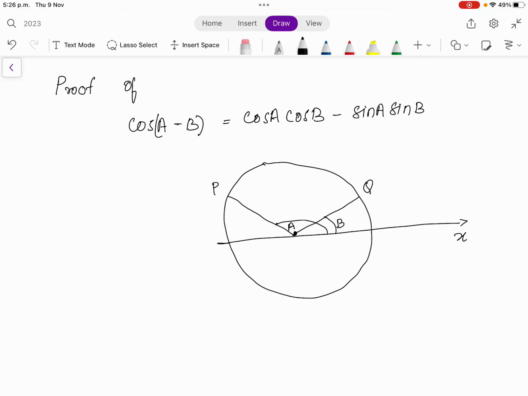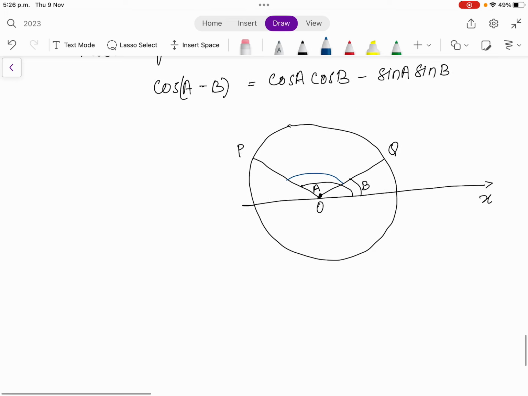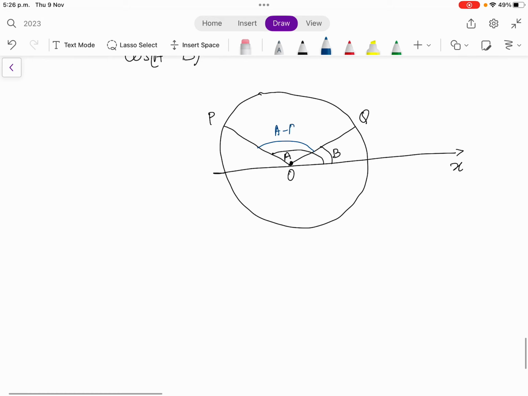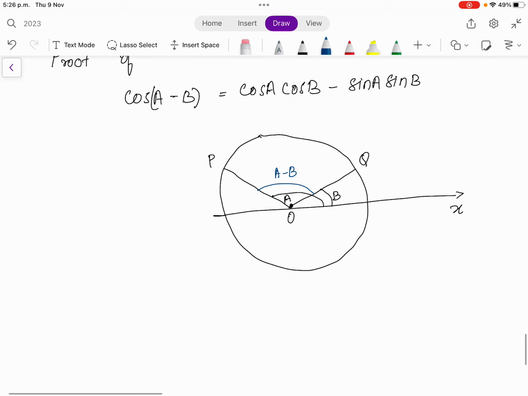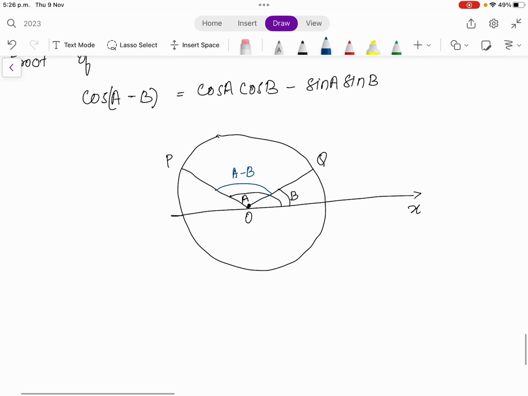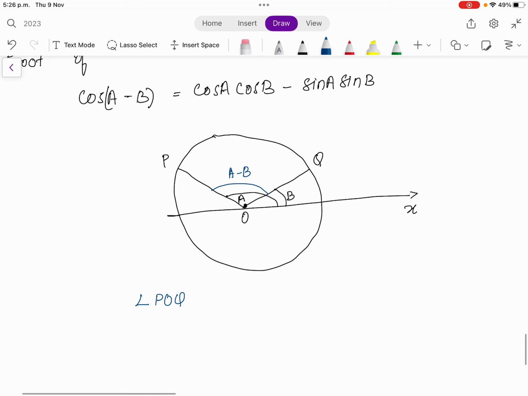So A is the angle which the line PO makes with the x-axis, if this is the origin, and angle B is the angle which OQ makes with the x-axis. So in this case, this angle is A minus B. This is a specific case that we take for proving this equation. Let me just write it: angle POQ is equal to A minus B. Now with this we are going to work on the proof.